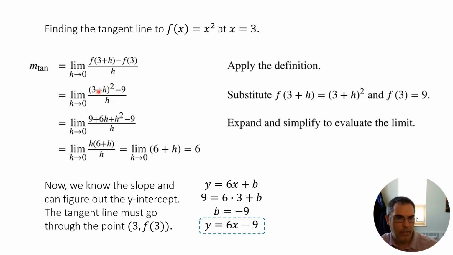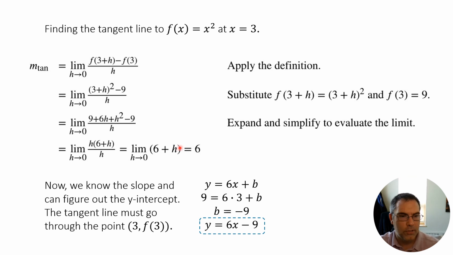So the next step will be to expand out this squared function. And we get 9 plus 6h plus h squared minus 9. Notice the 9's will cancel. And then you have 6h plus h squared, divided by h. Okay, so going to the next line, remember the 9's are gone. We can factor out the h's. So you have h times 6 plus h, divided by h. And here you might notice we can just cancel out the h's, right? There's an h here, an h here. Those can cancel, and we just have 6 plus h.